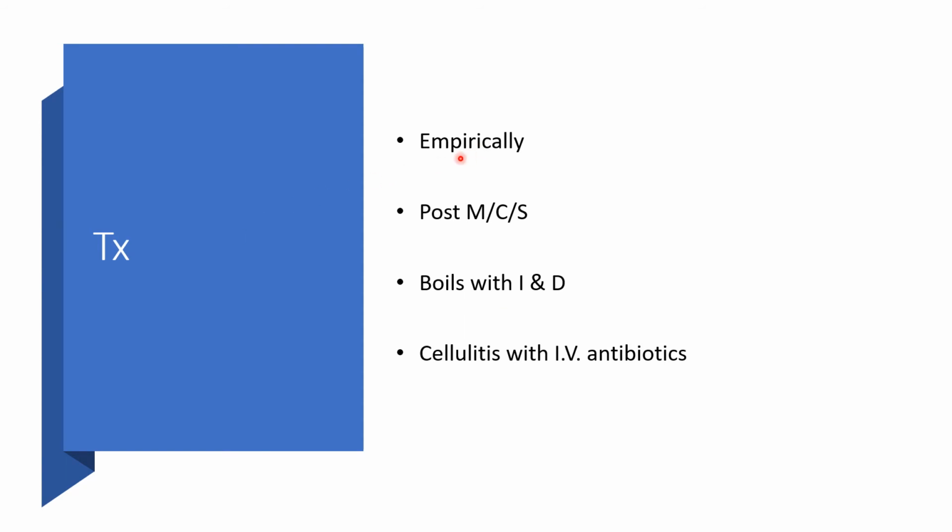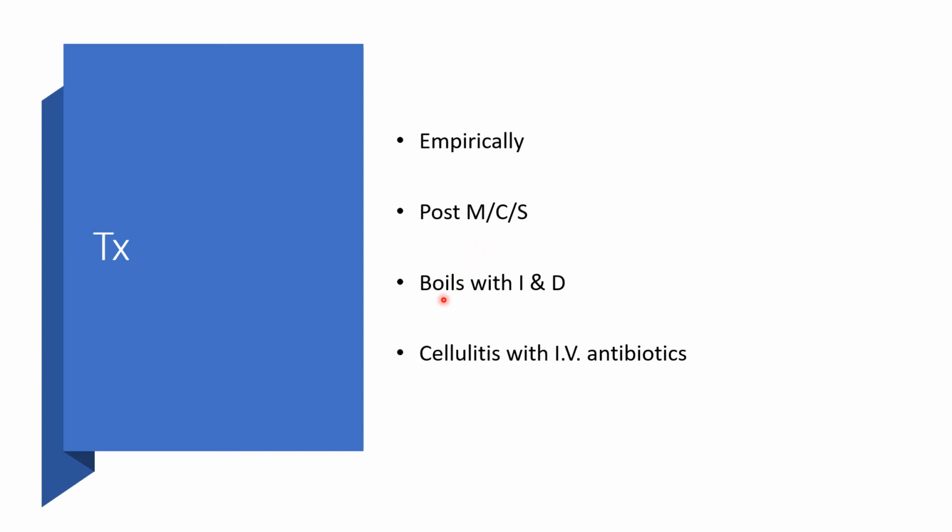Treatment is mostly empirical. Why is that? We just treat based on the knowledge of the common trouble around and the agent that we think the bacteria will be susceptible to. But the most appropriate treatment should be when the result of MCS is out. Then we use the specific agent that the particular strain of bacteria will be susceptible or sensitive to.